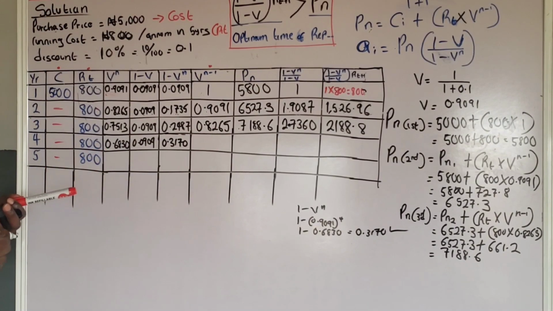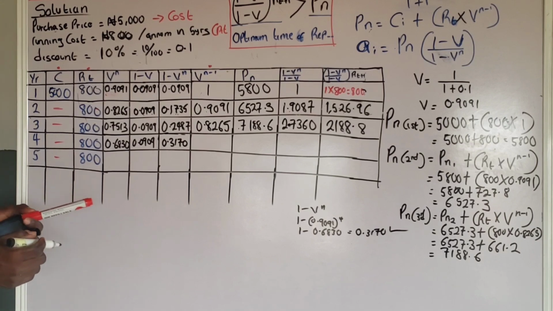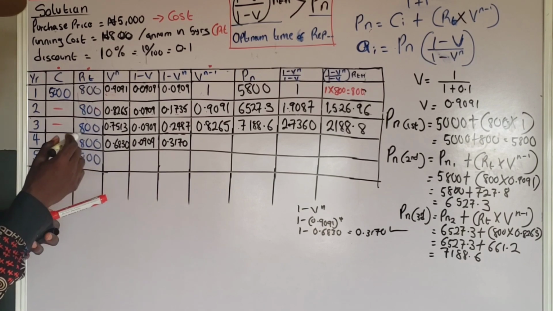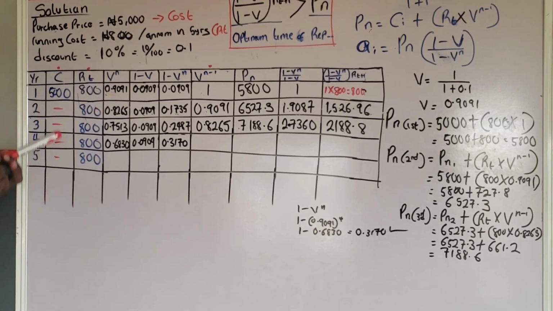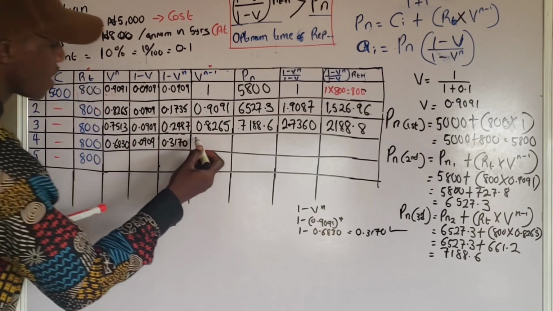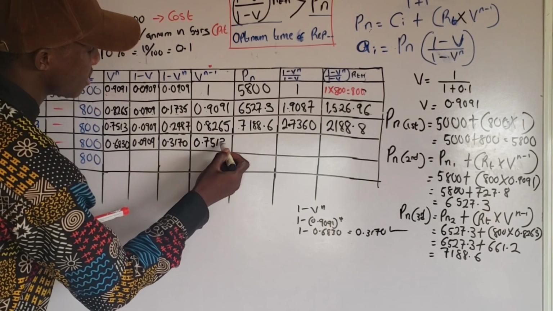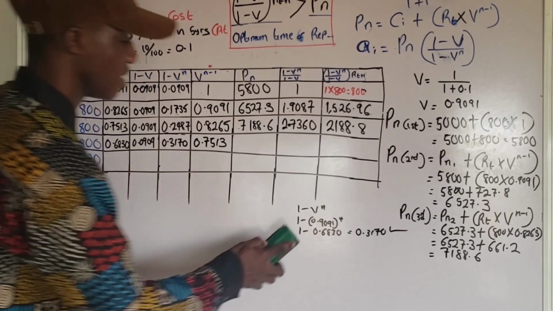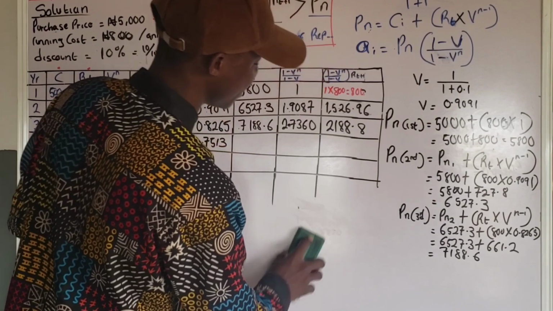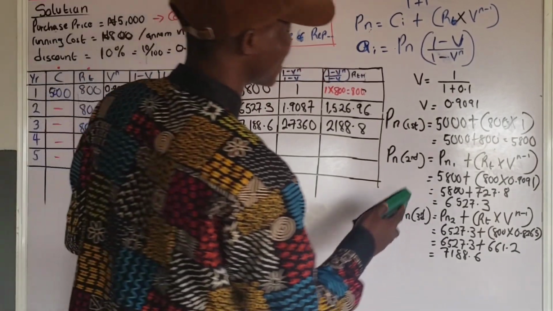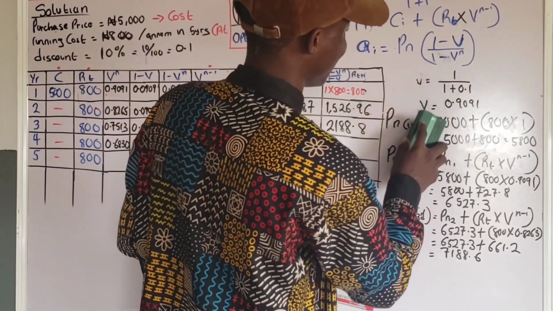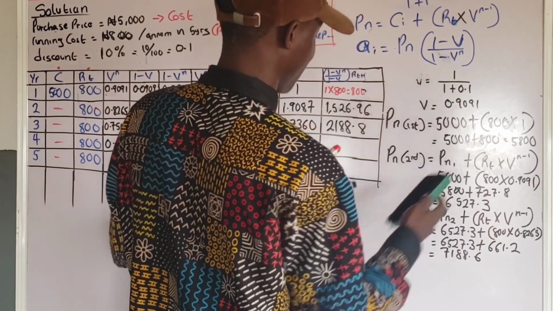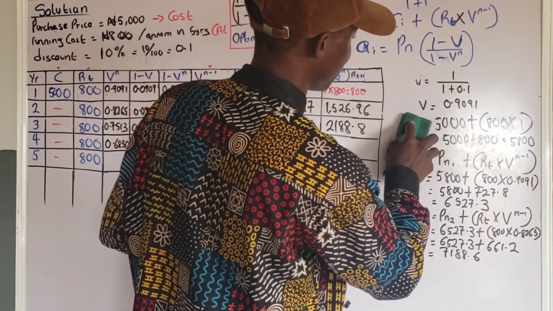V raised to the power of n minus 1. Now, because we are in the fourth year, n will be 4. So I'm going to have v raised to the power of 4 minus 1. V raised to the power of 4 minus 1 is v raised to the power of 3, which is 0.7513. Now, Pn. Let's determine the Pn for the fourth year. You can see that this replacement model is kind of interesting. Okay, don't let me change the value of v. Let me just erase this.